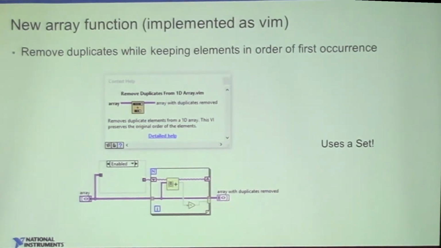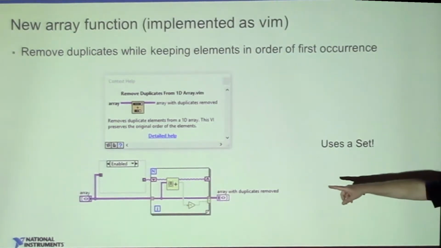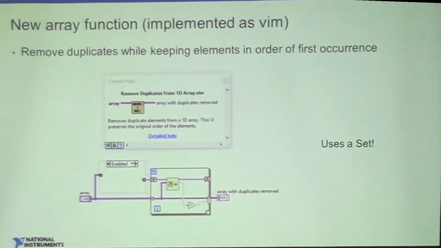And Darren just mentioned that there is a thing called remove duplicates from array, and it's in the array palette, and that's new. And if you double click it, it just uses a set. And not only that, the nice thing is that the elements come out in the same order they were first encountered in the original array.